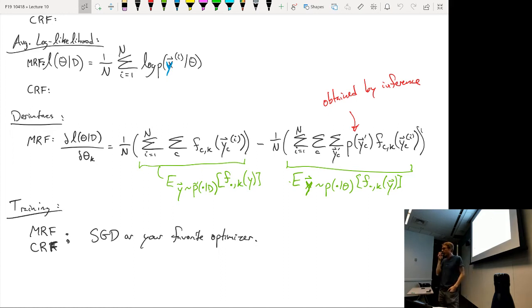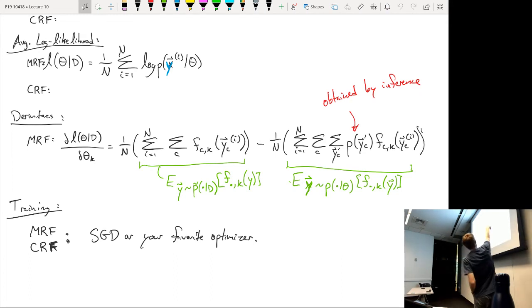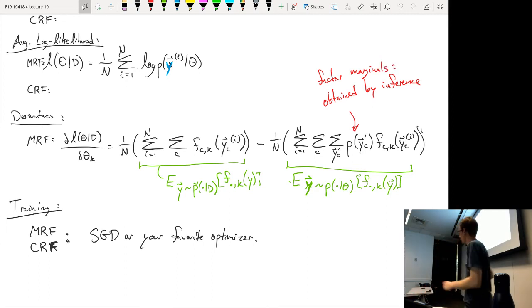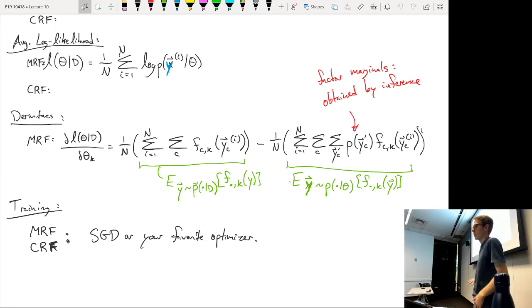You can think of that as if you were to take the empirical counts from an infinitely large sample from your model, that's what this would be. And if you already know how to compute those factor marginals, then we already have a way of exactly computing that expectation. We don't actually need to do any sampling here.